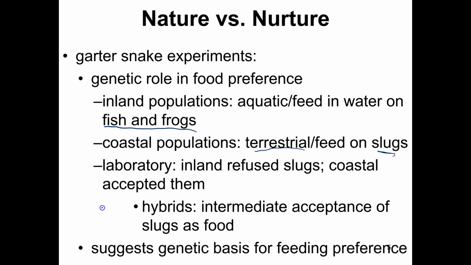So what they did was they pulled snakes from inland and coastal into a laboratory, and then they gave them slugs. Inland populations refused the slugs, while coastal populations, of course, accepted them. And if you reproduced the snakes, one inland and one coastal, the hybrids intermediately accepted the slugs. So they kind of accepted, but they didn't accept as many. Okay, some accepted and some did not.